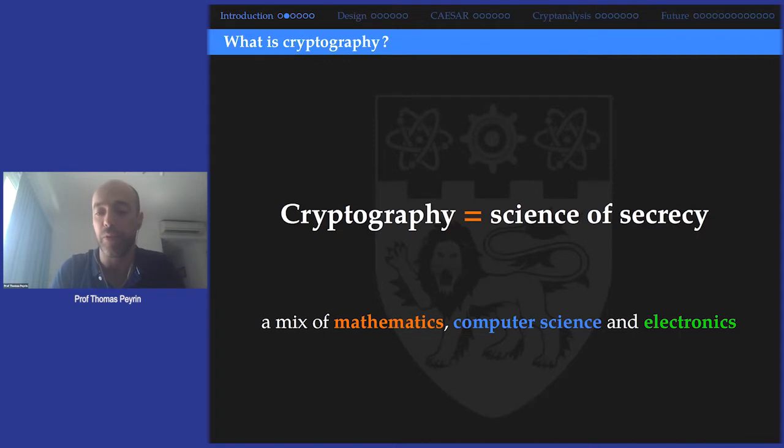And basically, when I look at the people working in cryptography, I really see people coming from many different areas. I see mathematicians, computer scientists, and people coming from electronics. Most of the time they have a kind of dual degree background. So they are good in math and electronics, or good in math and computer science. And that's personally what I really like in cryptography. It's quite widespread.